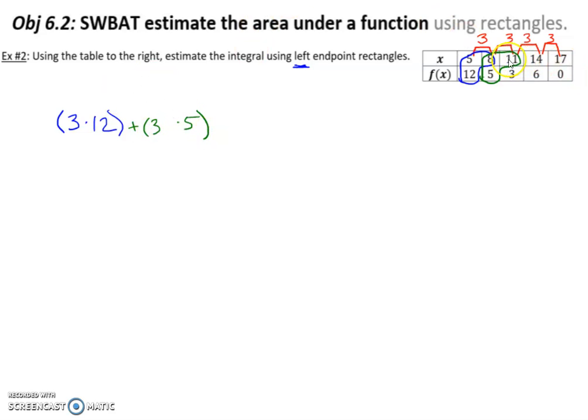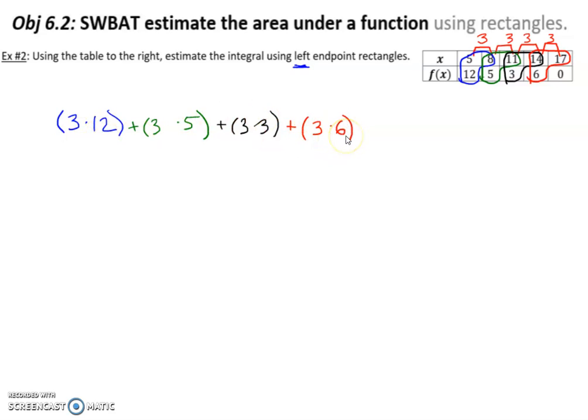Our next one goes from 11 to 14. The base is 3, change from 11 to 14, and our height on the left is 3, our height on the right is 6. Since we're using left endpoint rectangles, we're using that height of 3, so this will be 3 times 3. And then finally, our last one, our base is 3, and our height on the left side is 6. You notice that 0 is not going to be used in this case. So we're going to add 3 times 6.